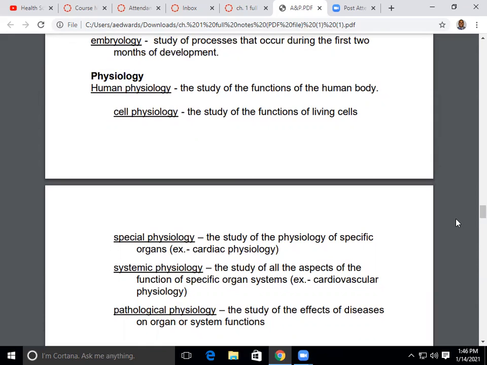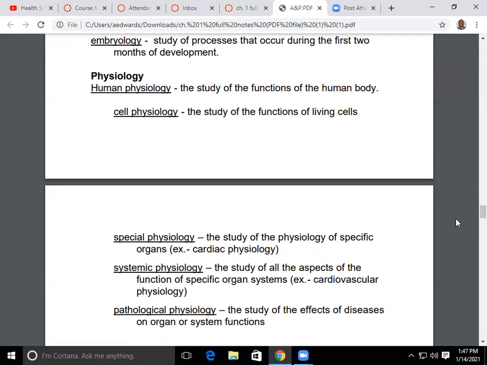Special physiology deals with specific organs, okay? Function of specific organs, like cardiac physiology deals with function of the heart. Systemic physiology deals with function of specific organ systems, like cardiovascular physiology is cardiovascular system function. And pathological physiology deals with disease.